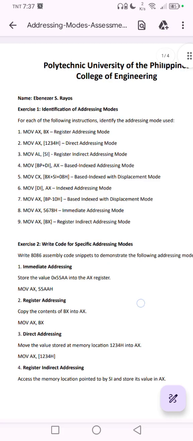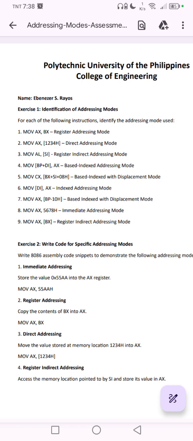So let's go back. In 1, the MOV AX, BX is a register addressing mode. This mode uses registers directly. Both AX and BX are registers, so the operation is performed entirely within the CPU without accessing memory.